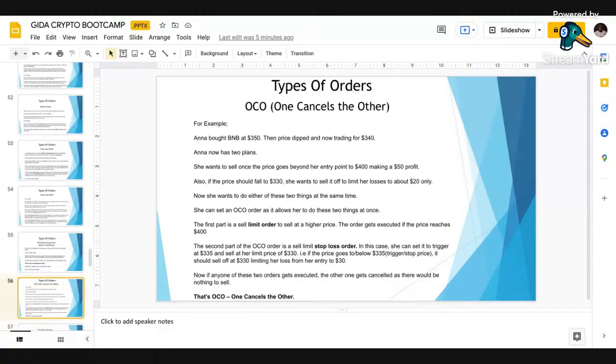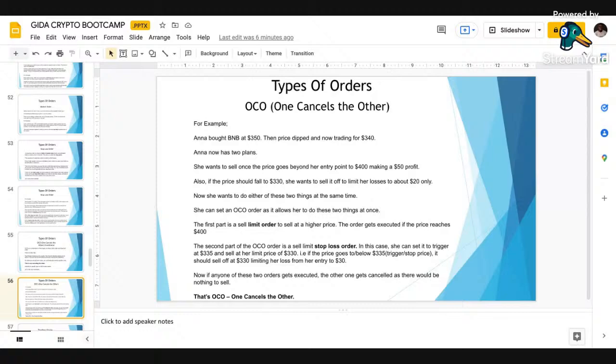The second plan is that if this coin continues falling from 340, it now falls to 330. It tells her that this coin will keep falling further, and she wants to cut her losses. So she says that if the price should fall to 330, she wants to sell it off to limit her losses to about $20 only. That is from 350 to 330. That is $20, isn't it? If you subtract 330 from 350, you get $20.